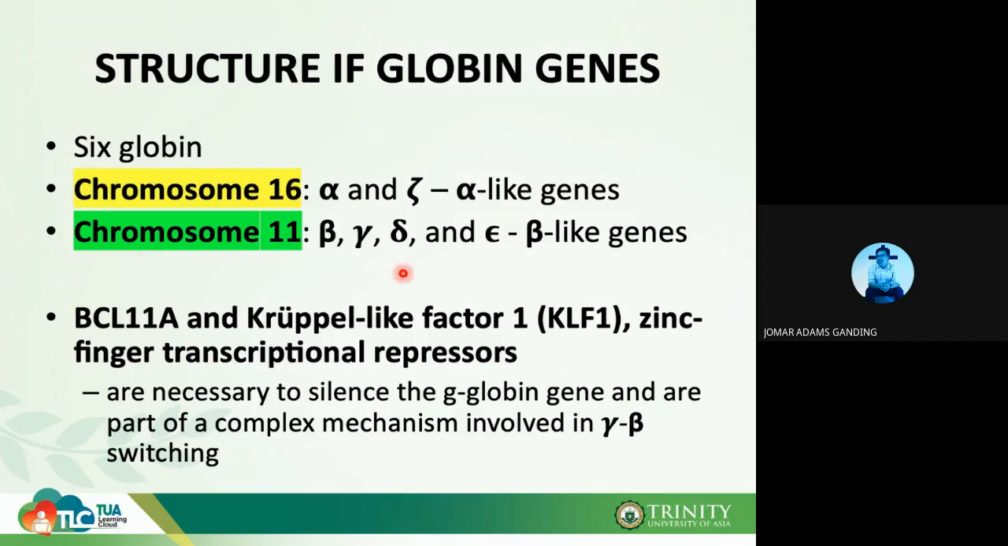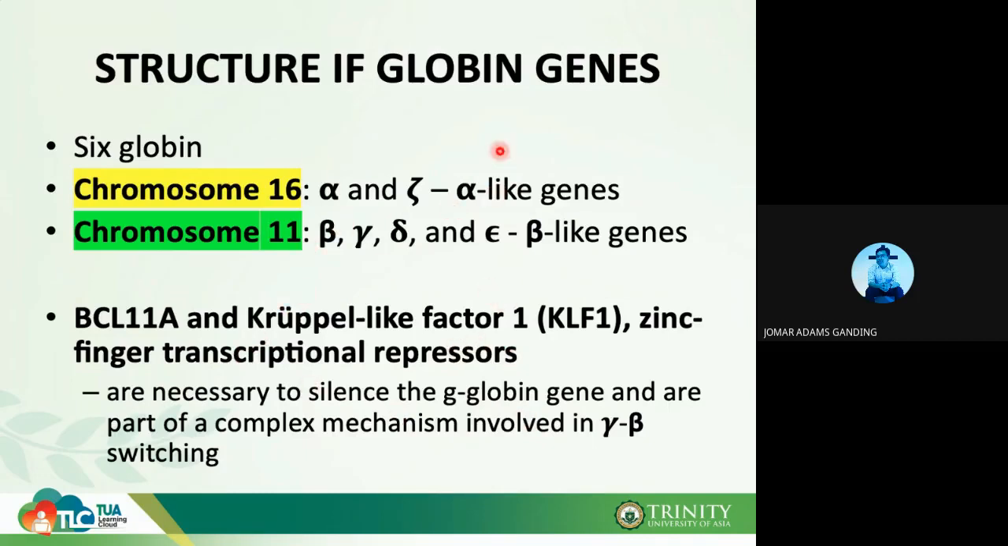But some of you would be wondering, sir, paano po nangyari yun na from gamma, naging beta na yung production? From gamma, which is in your Gower 1, di ba? Alpha and gamma, okay? In your Gower 1, naging alpha and beta, now becoming your hemoglobin A, which is your adult hemoglobin. So that is because of your BCL11A and your Krüppel-like factor 1 and your zinc finger transcriptional repressor. These are necessary substances that silence your gamma globin gene and are part of a complex mechanism involved in your gamma-beta switching. So they turn off your gamma gene and turn on your beta gene. That's why from producing Gower 1, magiging production na tayo ng hemoglobin A, okay? Hemoglobin A. So that is just one thing that I want you to know.